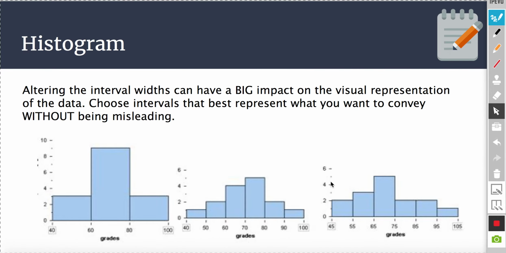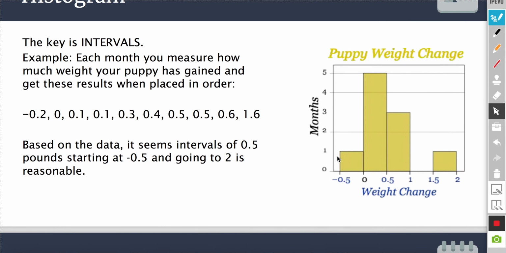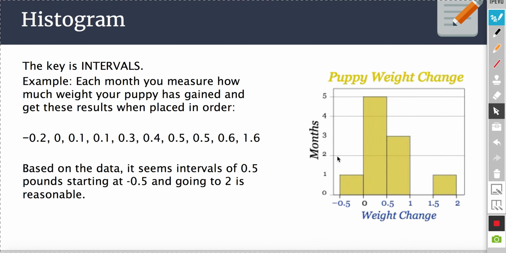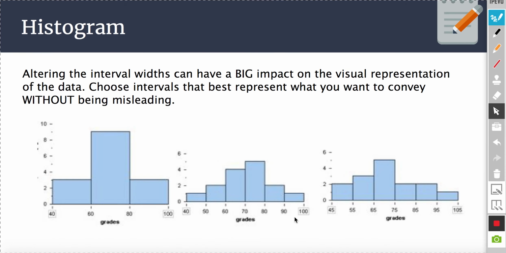For the histogram, altering the interval widths can have a really big impact on the visual representation. Up here, the 0.5 interval was probably pretty good. If I wanted to, I maybe could have broken it down even smaller to like 0.25. But then I would have ended up with maybe some gaps, more of these gaps in my display. So the 0.5 made sense.